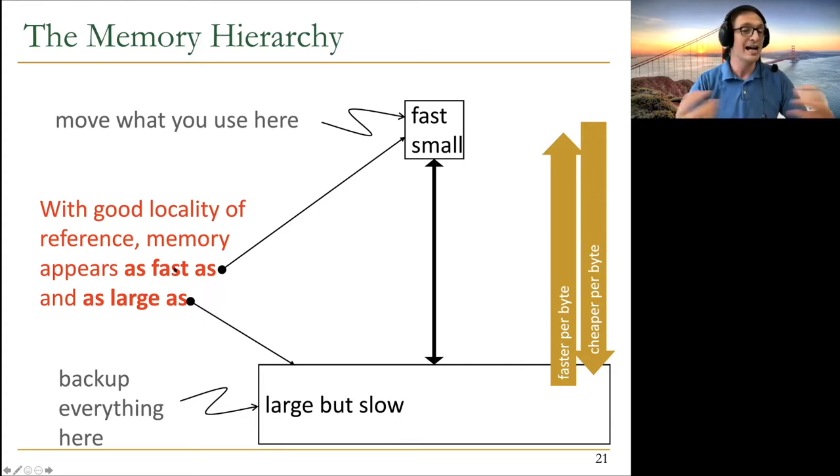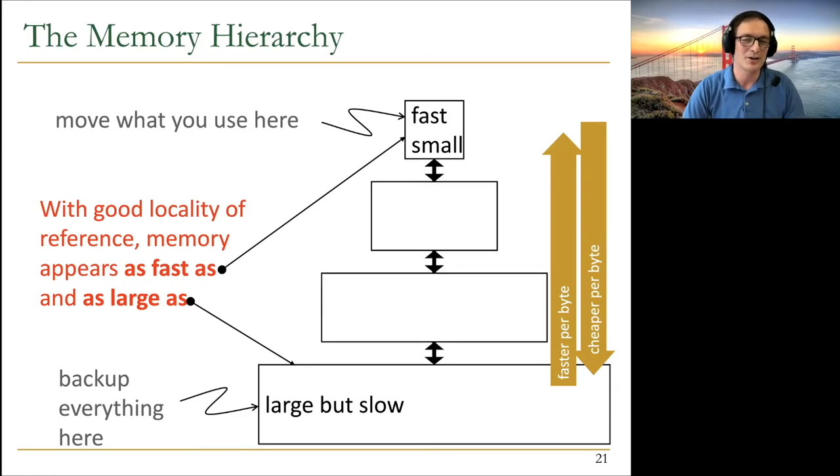So with good locality of reference, which we will talk about, and with good management, your memory appears as fast as this fast and small memory, but as large as this large but slow memory. So you get the best characteristics of each. You get fast and large, and hopefully you don't get the small and slow. But you will get the small and slow if you don't manage the memory hierarchy well.